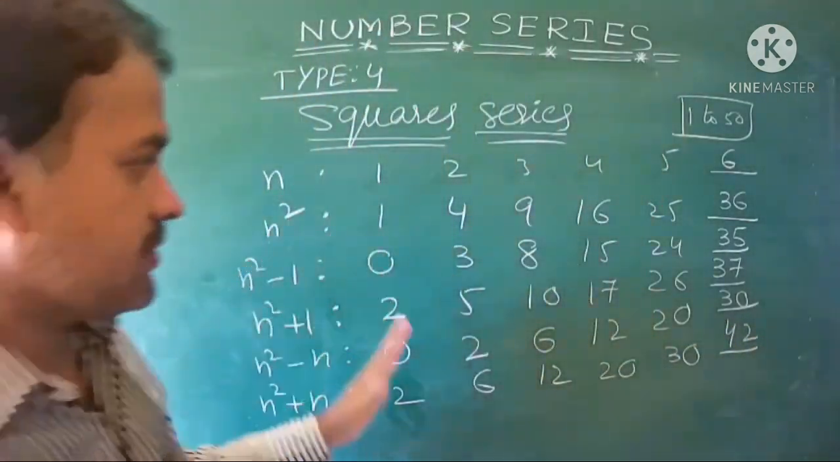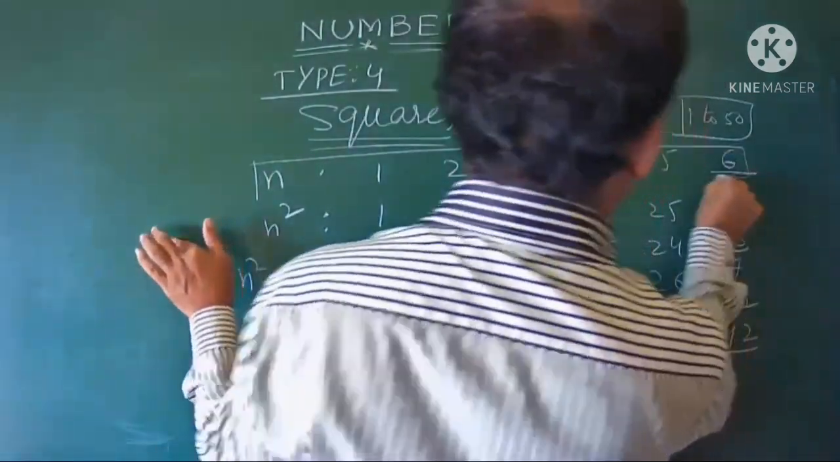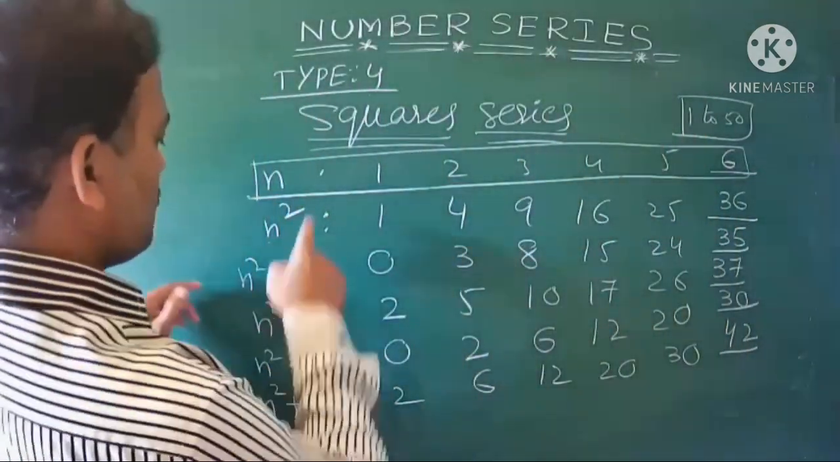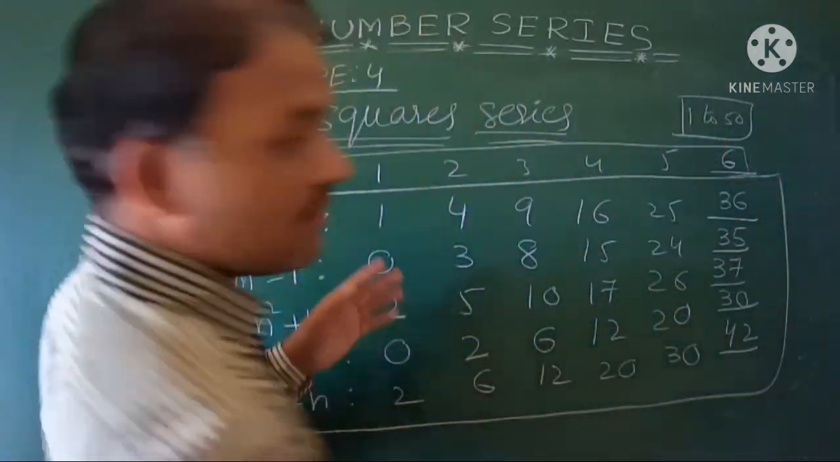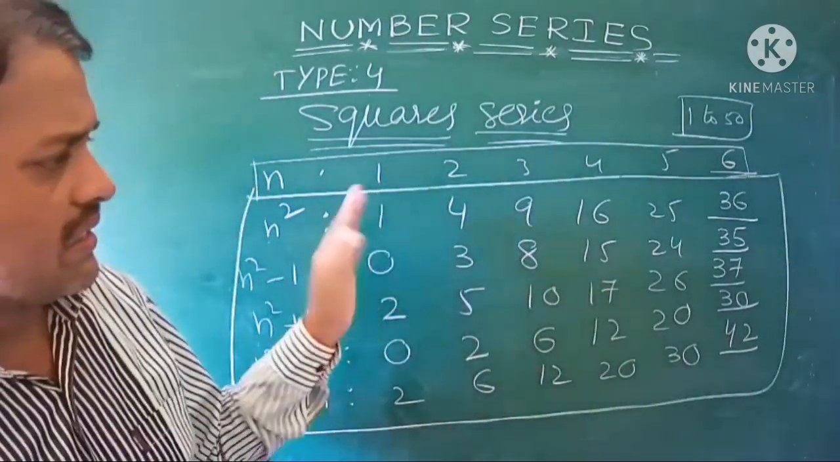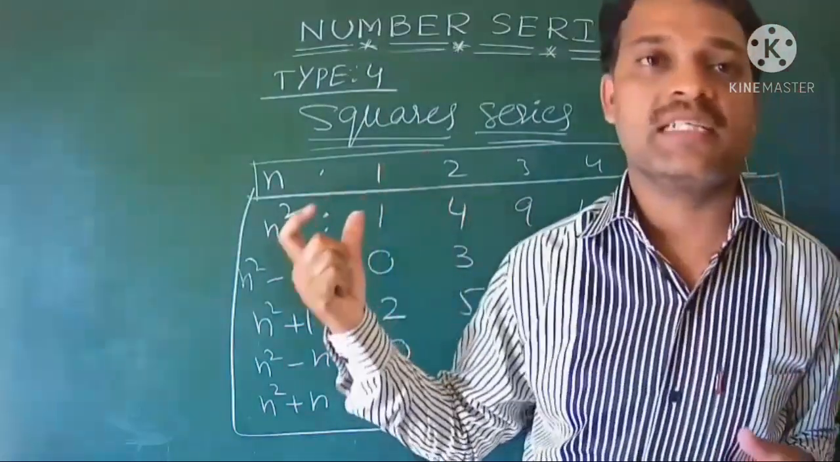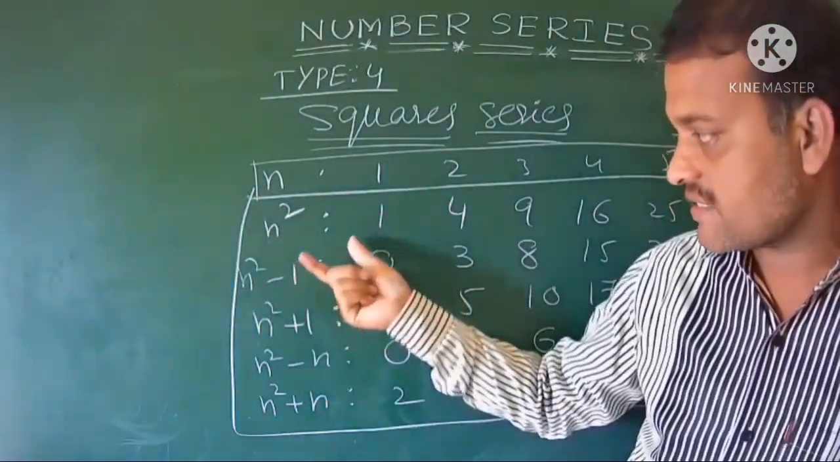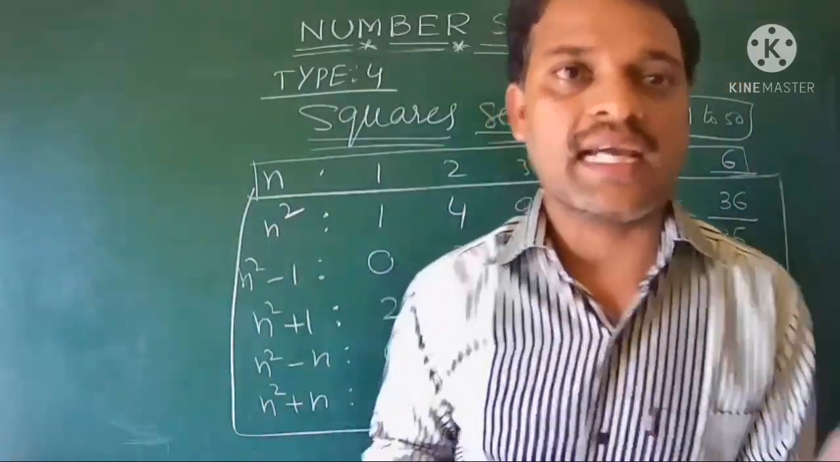I am giving this only for n values 1, 2, 3, 4, 5, 6. So this is the square series types. Based on that, they can give any type of sequence. If there is any series near perfect squares, what is the characteristic property? First you need to identify it.